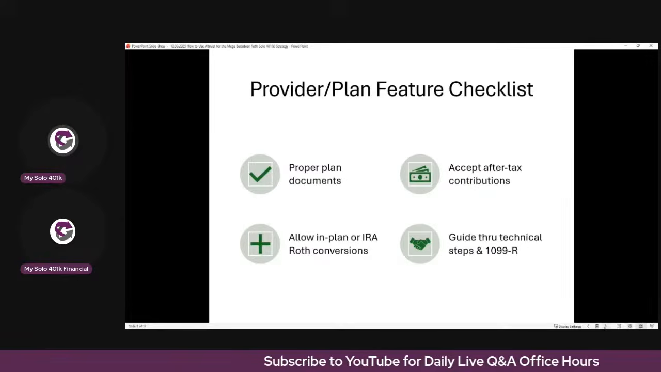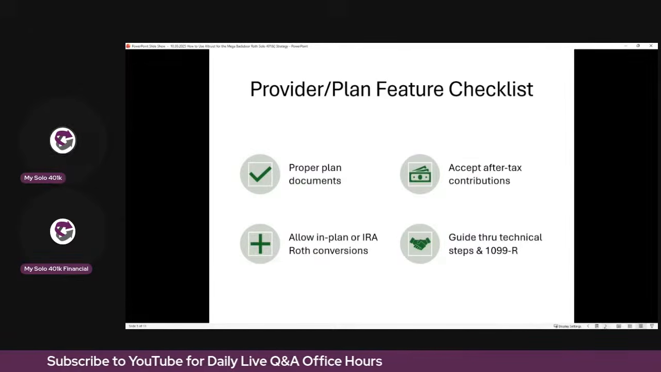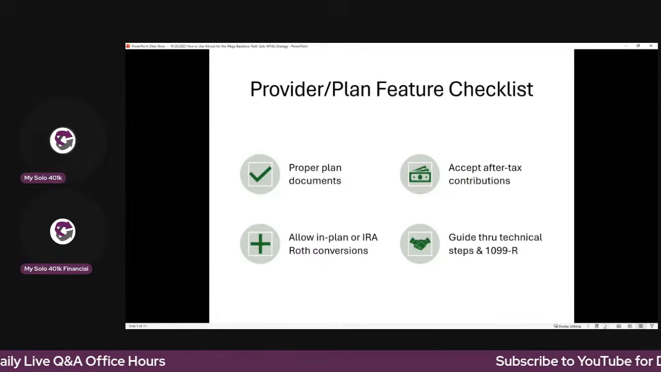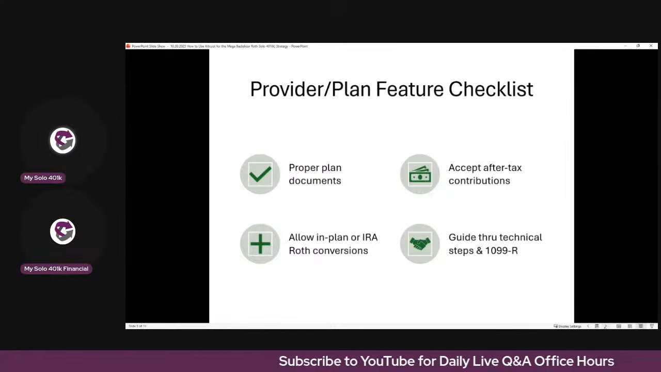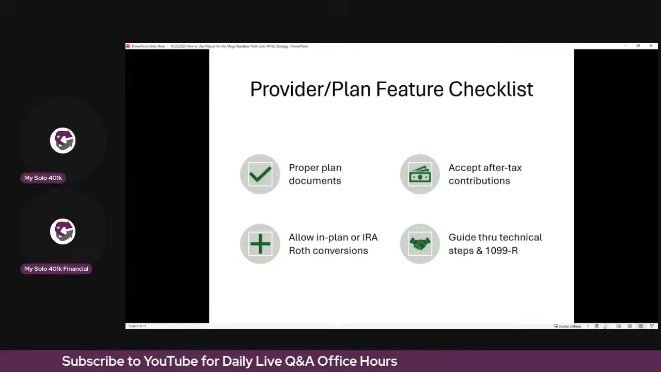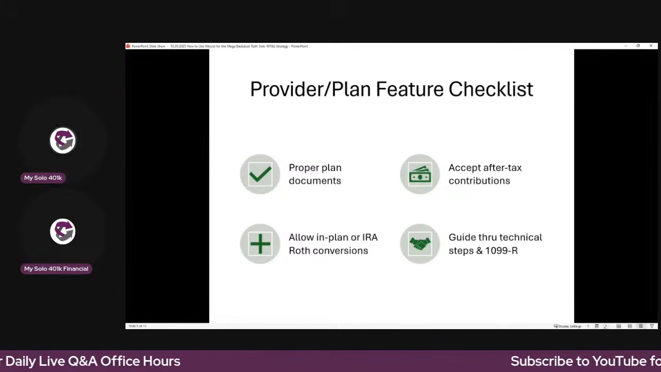So even though the first step of making the voluntary after-tax contribution doesn't need to be reported on the personal tax return or the business tax return. It's optional to report it on the W-2. For example, if the business is taxed as an S corp. So the first step, the after-tax contribution, doesn't need to be reported.